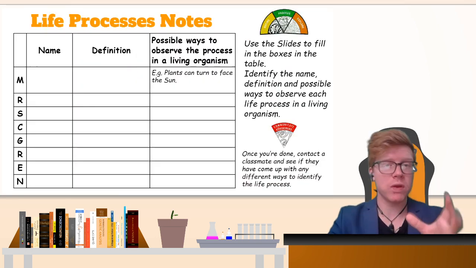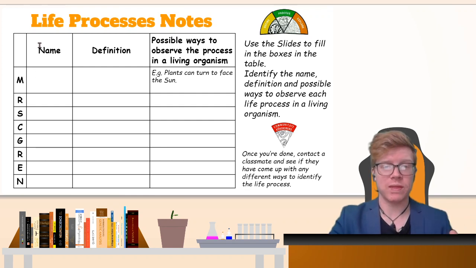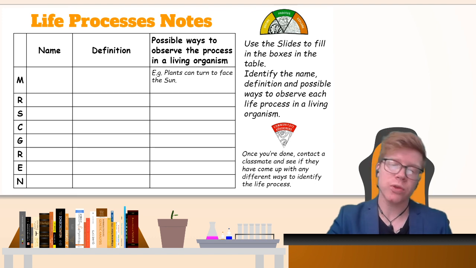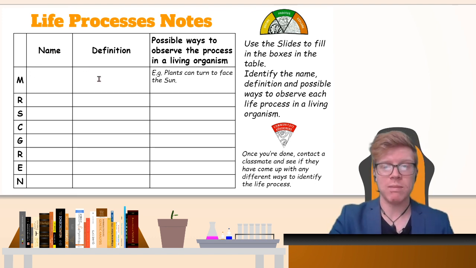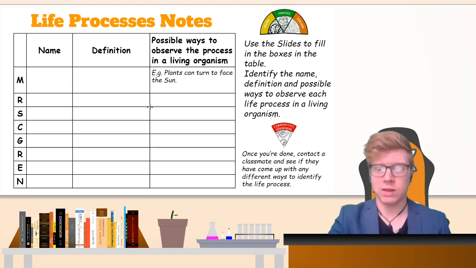So if you've already gone through these slides, you'll notice that there is a life process notes table for you to fill out. Your job is to go here and to put in the name, the definition, and possible ways to observe this process in a living organism. I think you're capable of doing this given the information that we've just gone through, but if you need to, there's more detail on the slides and there's some other information you can find out online to include this detail.